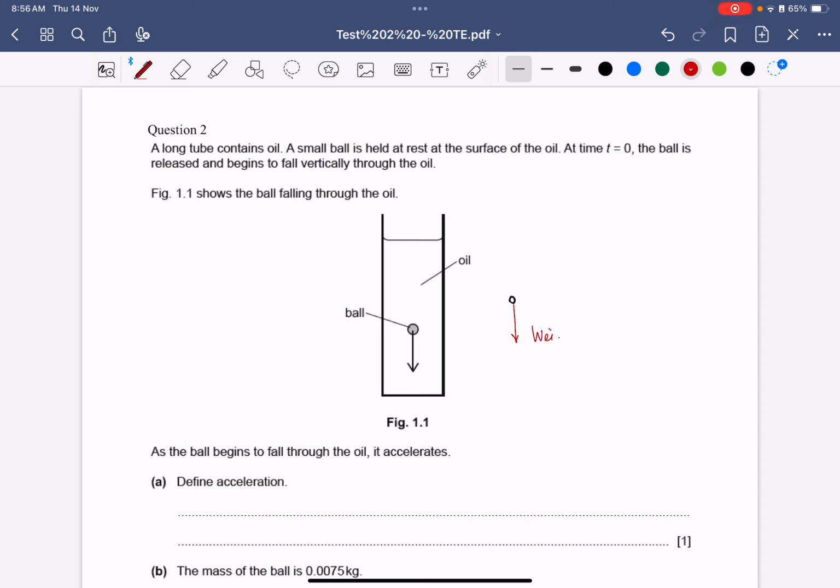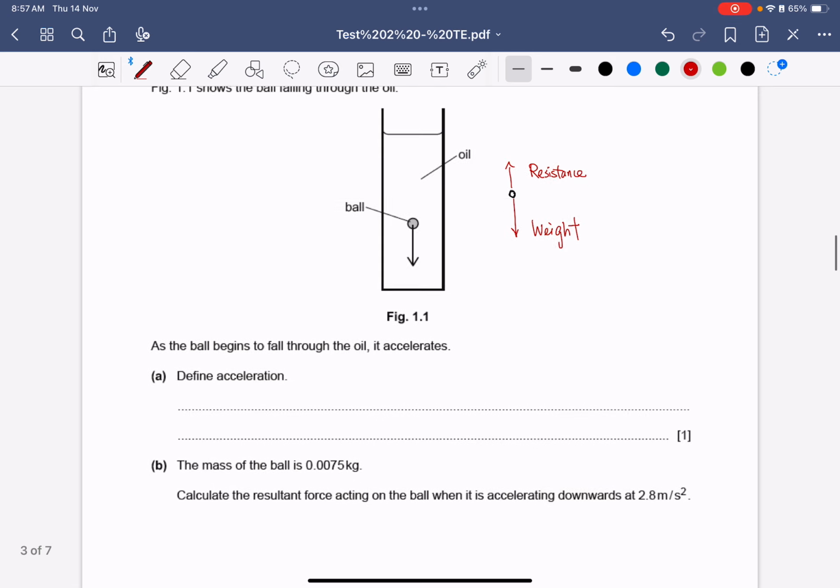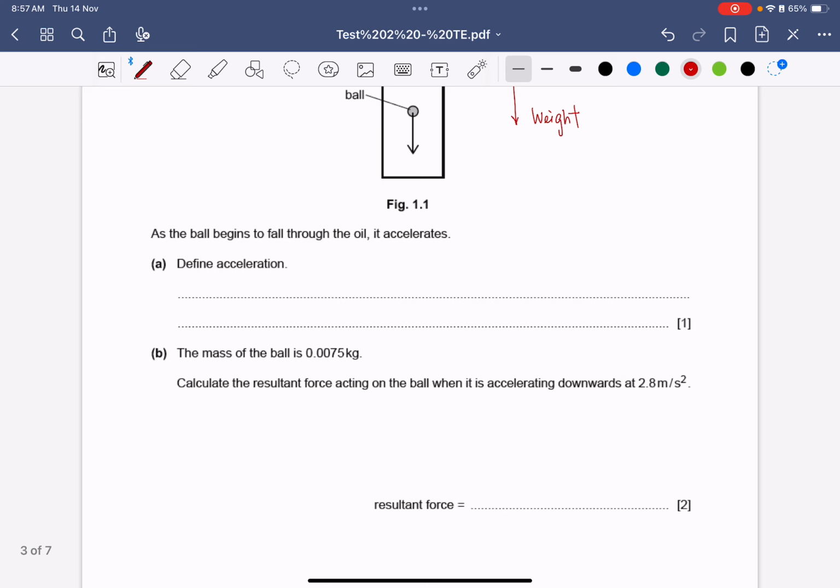but because of the oil, there will be resistance as well. You can call it friction, that's also fine. So define acceleration. Well, this is the first test essentially. Rate of change of velocity.